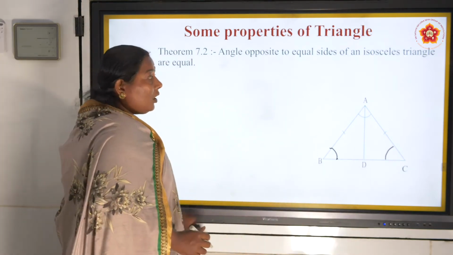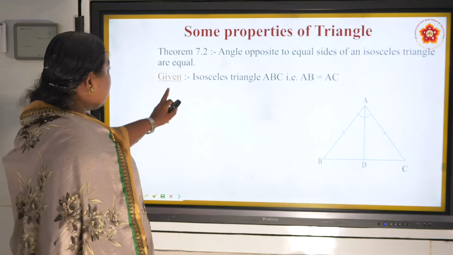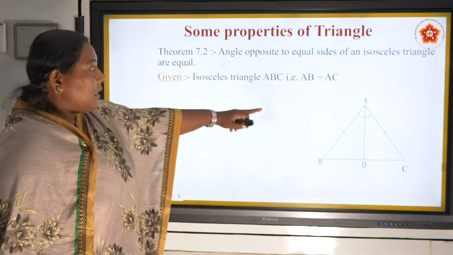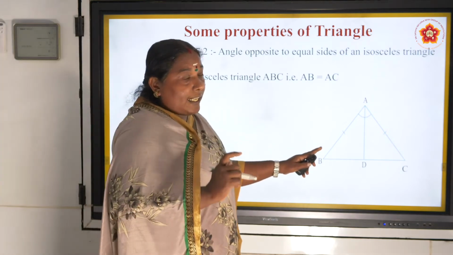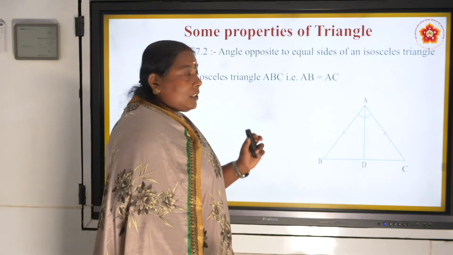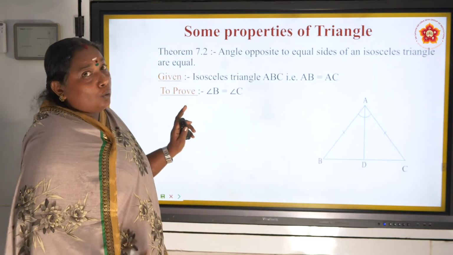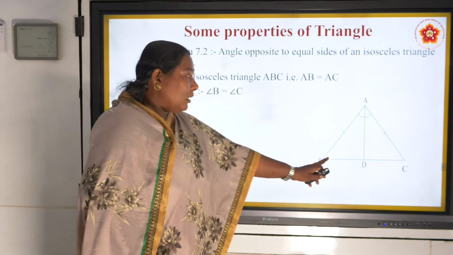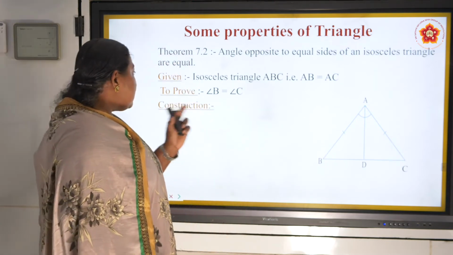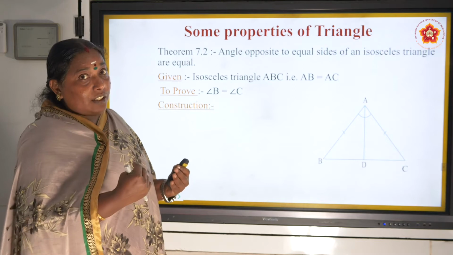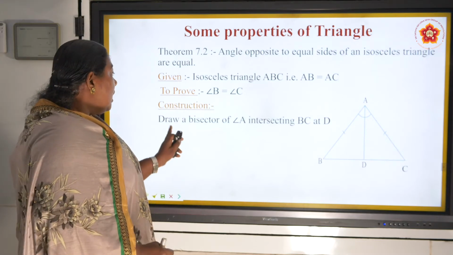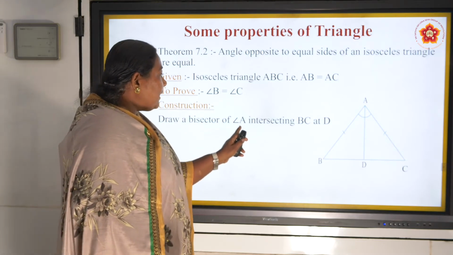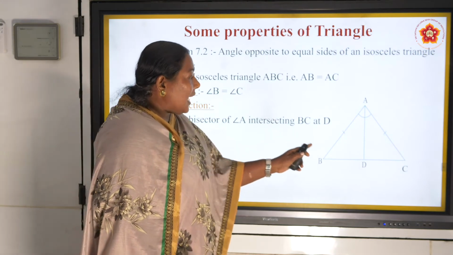So what we did, let us see. Given isosceles triangle ABC, and since it is an isosceles triangle, we have sides AB equal to AC. Next, what do I have to prove? Angle B is equal to angle C. Next, for my convenience, I am constructing: draw a bisector of angle A intersecting BC at D.